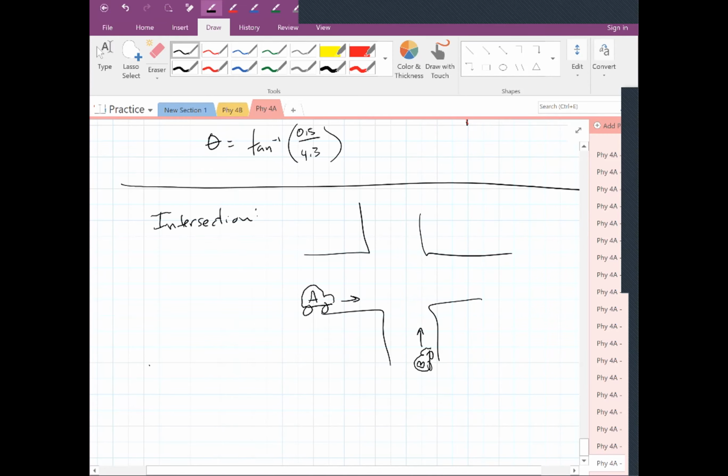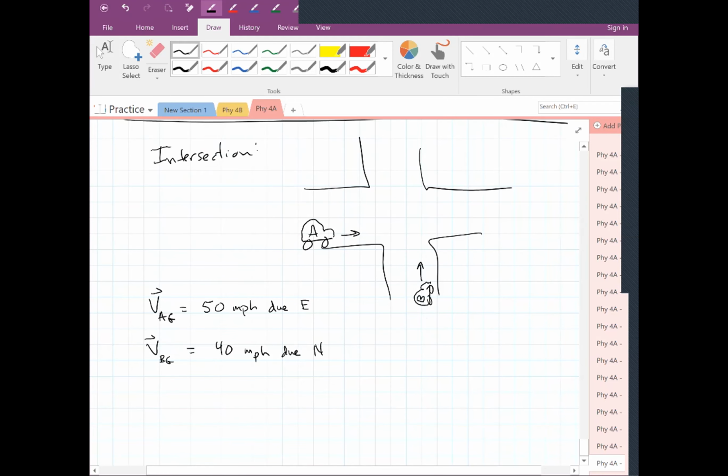V A G is the velocity of car A with respect to the ground. How does a car measure its velocity? With respect to the ground, right? So this is going to be 50 miles per hour due east. And the velocity of B with respect to the ground is, let's make that 40 miles per hour due north. And we want to find the velocity of car B with respect to car A.